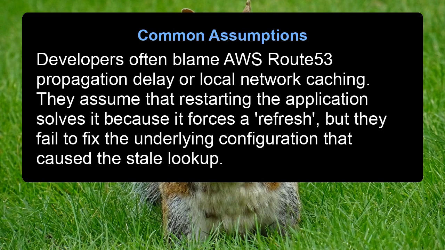Common assumptions. Developers often blame AWS Route 53 propagation delay or local network caching. They assume that restarting the application solves it because it forces a refresh, but they fail to fix the underlying configuration that caused the stale lookup.